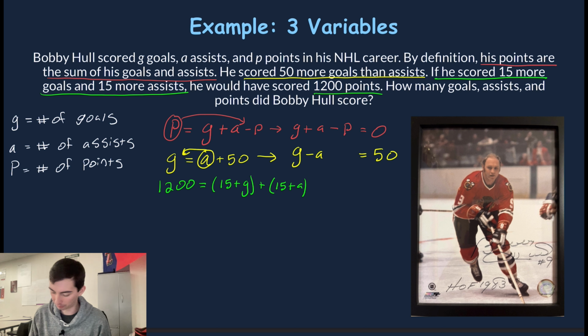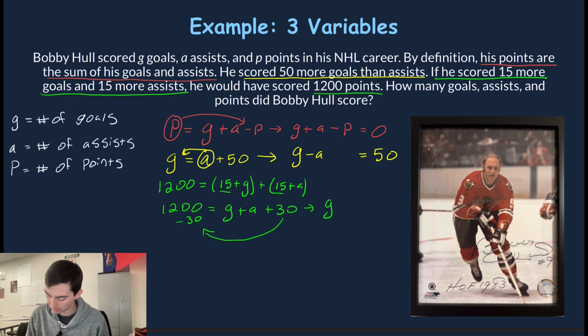I can combine my like terms. 15 and 15 will give me 30. So let's rewrite this as 1,200 equals my goals plus my assists plus 30. And now I can move this 30 over and subtract it. So this last equation is G plus A is equal to 1,200 minus 30, which gives us 1,170.